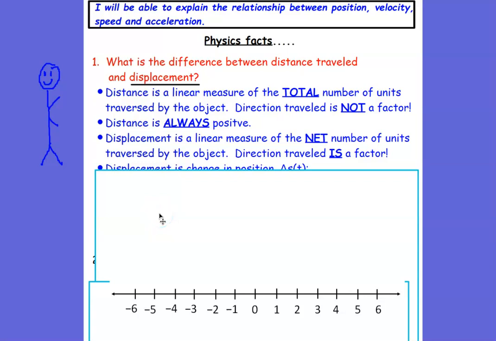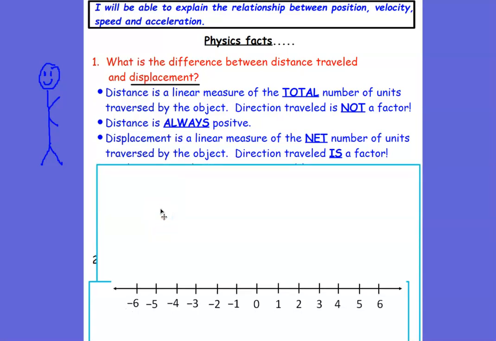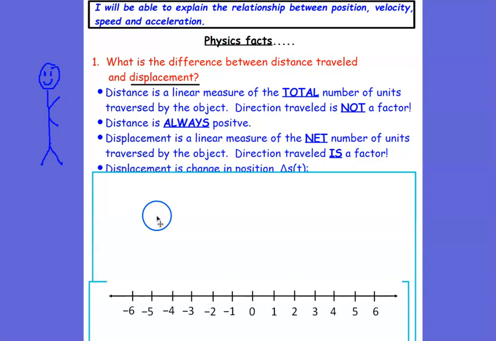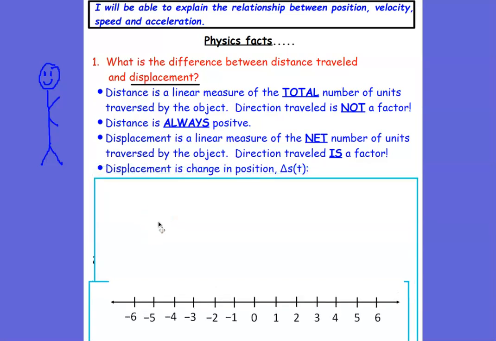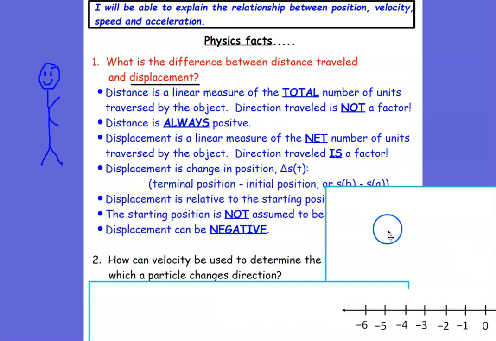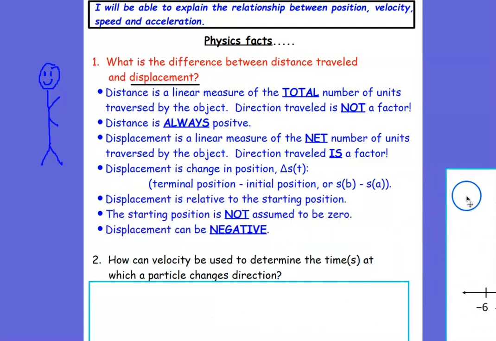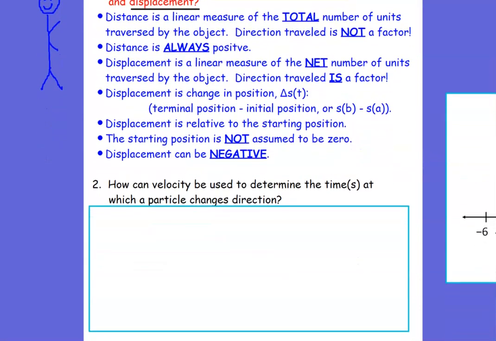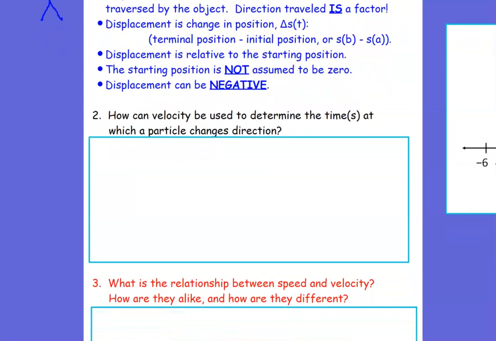Direction traveled is a factor in displacement. The direction you travel in affects your displacement. I showed that in the example. Displacement is often indicated as change in position. Displacement is terminal position minus initial position. Displacement is relative to the starting point. The starting point is not assumed to be 0. Displacement can be negative, whereas total distance traveled cannot be.